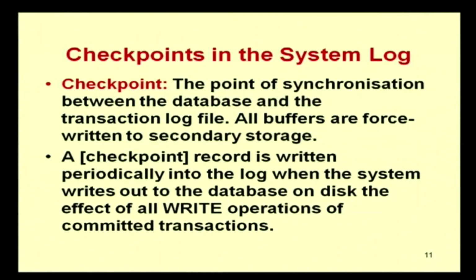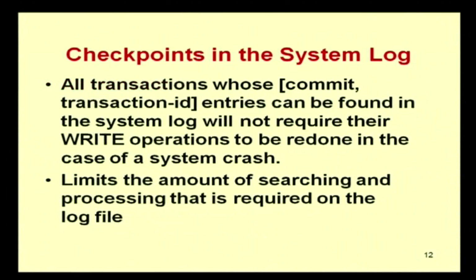A checkpoint record is written periodically into the log when the system writes out the database on disk, and it will affect all write operations of all committed transactions. Now, all transactions whose commit transaction ID can be found in the system log will not require the write operation to be redone in the case of a system crash, because all the write operations have already been committed, that means written onto the disk. Even though they can be found in the system log, before the checkpoint, whatever happened, you do not have to do anything, because those write operations have already been committed and stored.